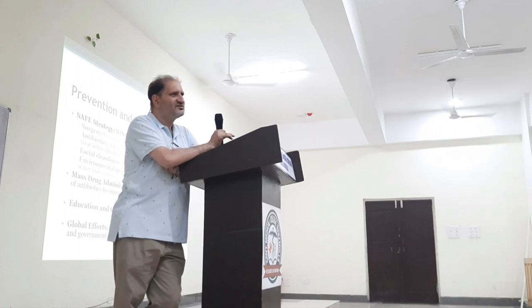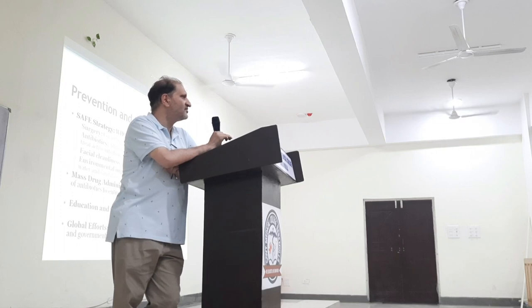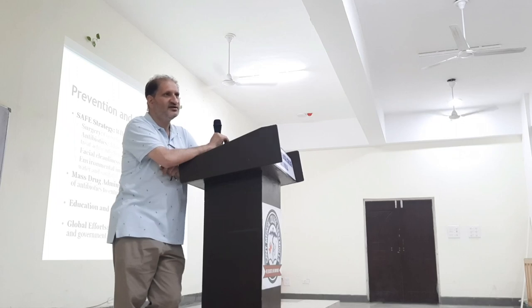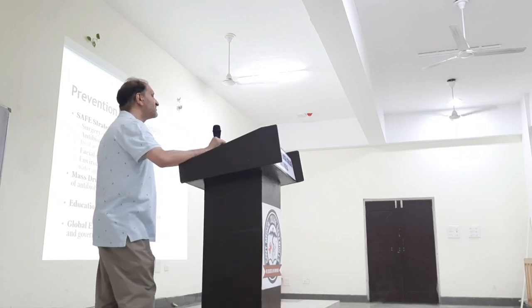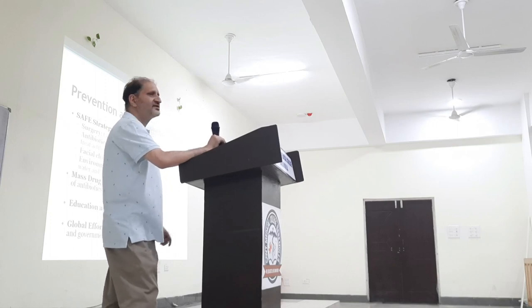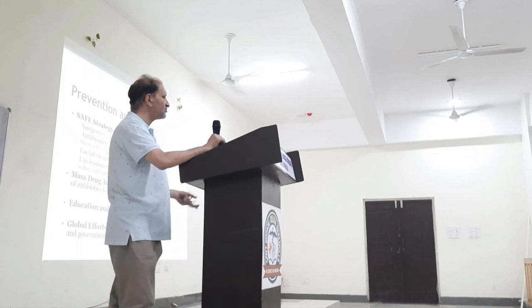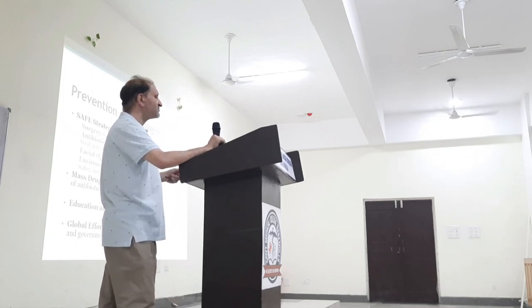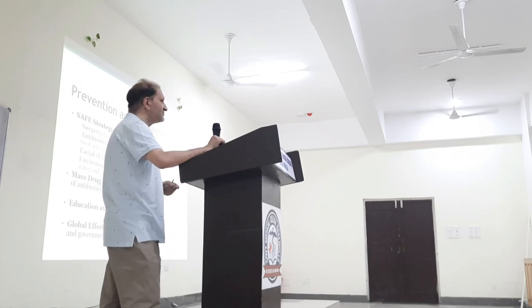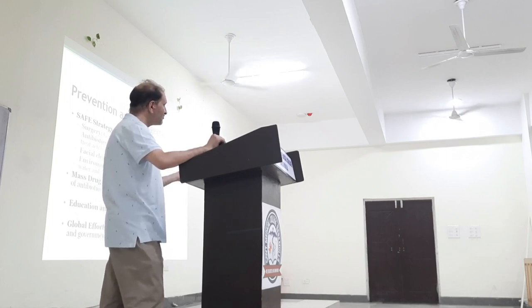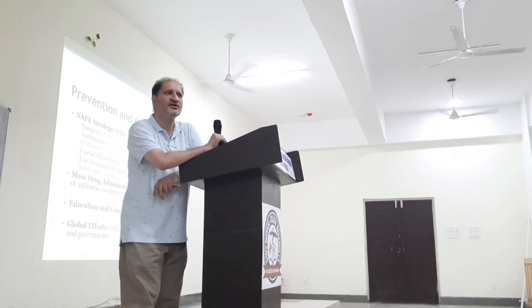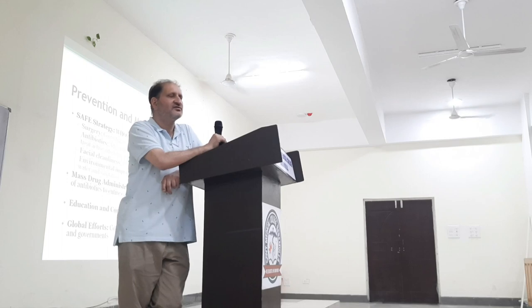There are two drugs only, which you must all be knowing: doxycycline and azithromycin, which are very effective against trachoma. They can be given orally, or by ointment topically. So if somebody has trachoma and became blind because of it, it was avoidable blindness. If he had been given azithromycin or doxycycline at that point of time, it could have been prevented.